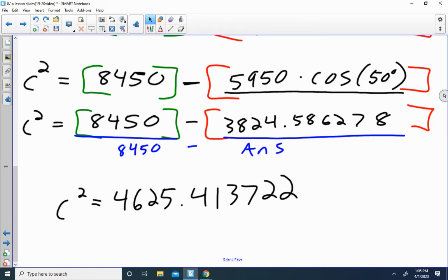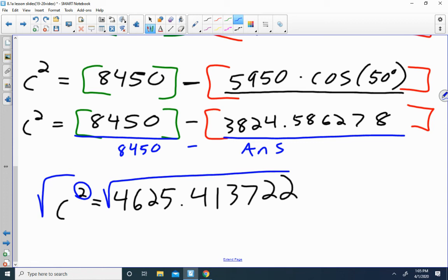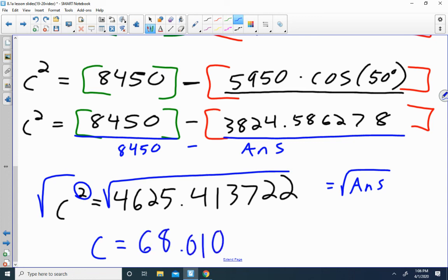Awesome. All right, we're almost done. We've got to solve for little c. We've got to get rid of this power of 2, so now I've got to take the square root. You can just do square root of previous answer. It'll make it much easier for you. That's going to give you that little c is 68.010. In this case, it'll be feet.